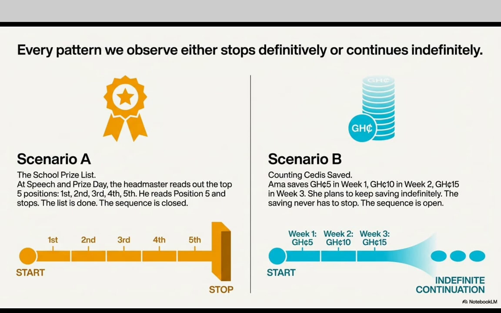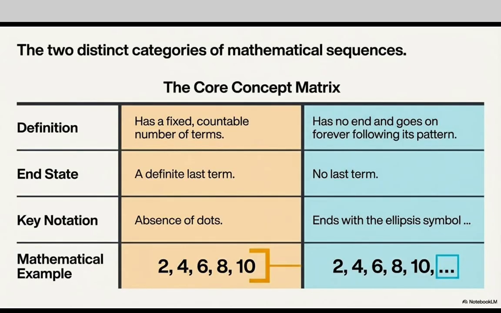So these two give us a clear difference between sequences. One sequence stops, another sequence goes on, is continuous. Good. So the two distinct categories of mathematical sequence.